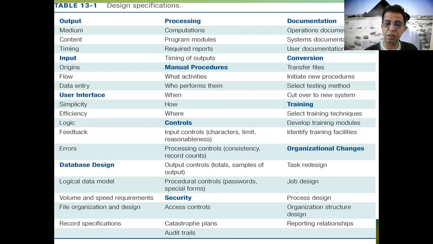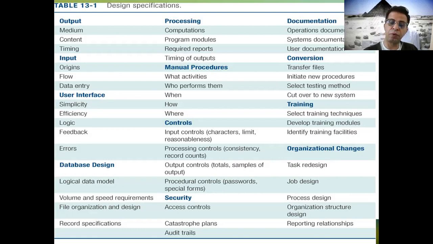The database design, the logical data model, how it works, where they get this information, volume and speed requirements for file organization and design, record specification. Then you look at the processing part of it: how the computations happen, the program models, required reports, what kind of timing of output and reports, manual procedures, like what activities, who performs them, when, how, where. This is all about system analysis.